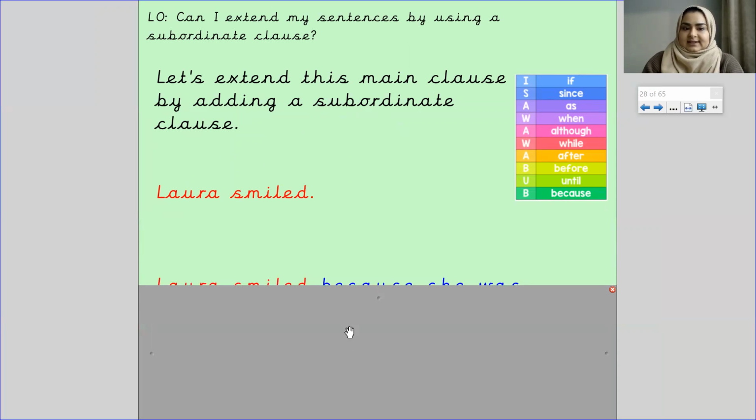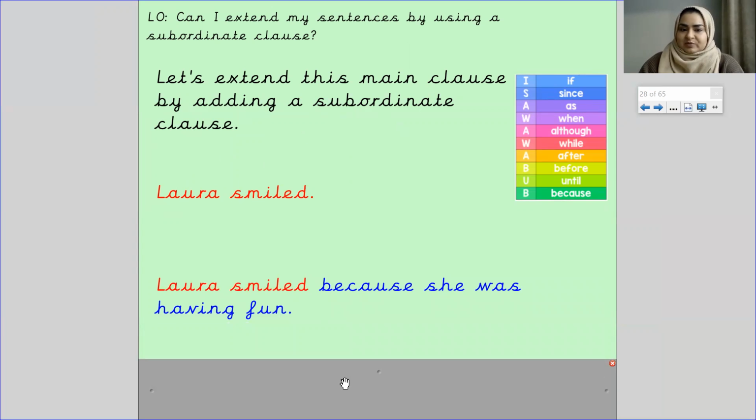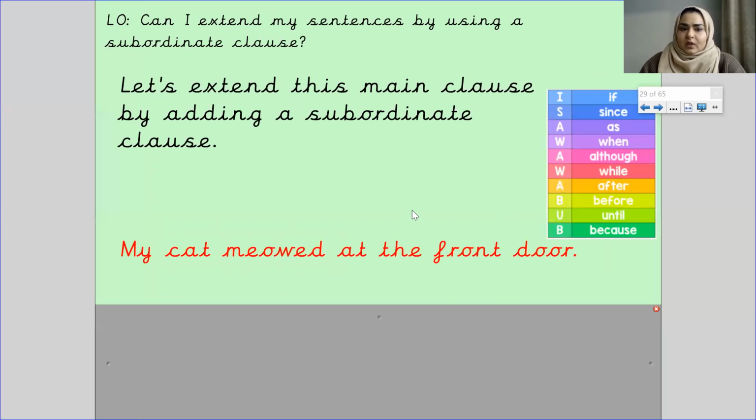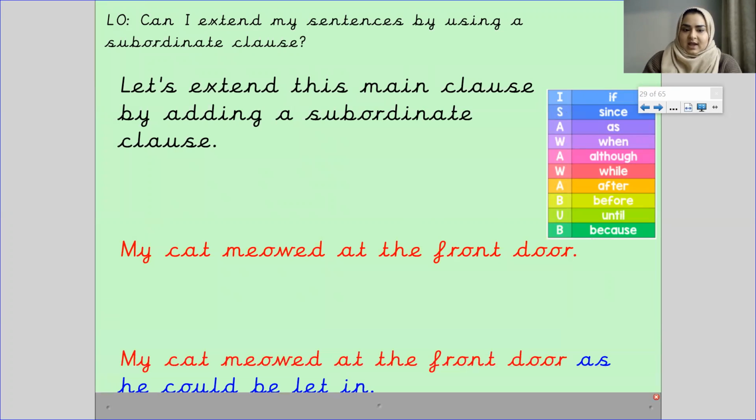Okay, now let's see. Laura smiled because she was having fun. Okay, Laura smiled, and then we use the conjunction because she was having fun. Now, my next sentence is, my cat meowed at the front door. And what I would like you to do is pause the video now, pick a word, and turn it into a subordinate clause. So when you are ready, please come back to my video. Okay, so my example is, my cat meowed at the front door as he could be let in.